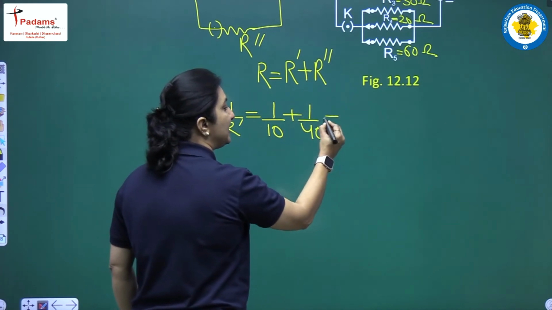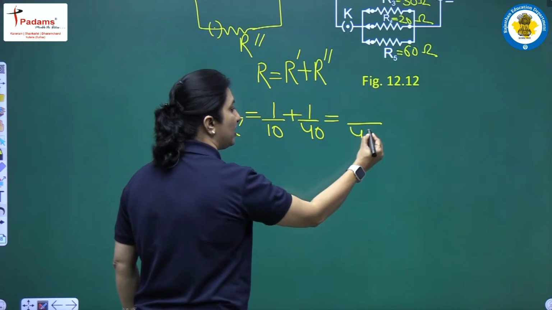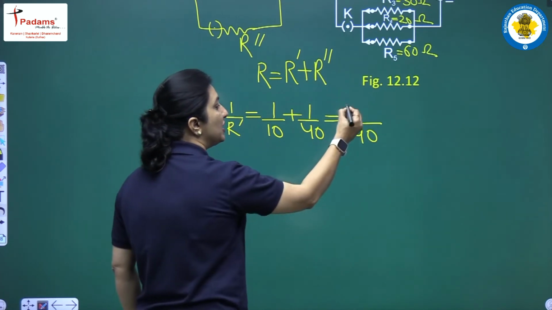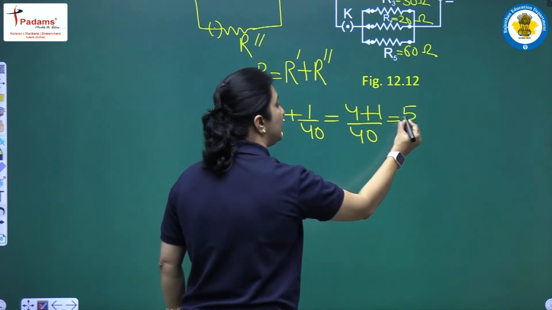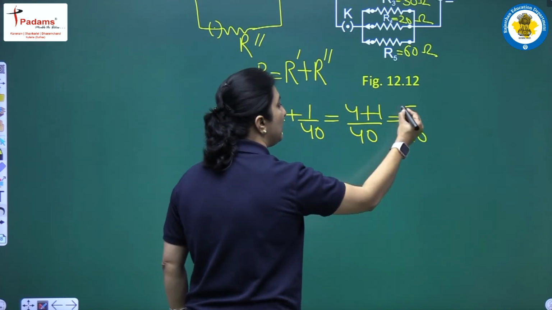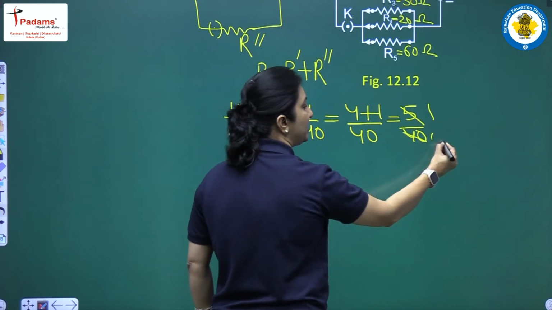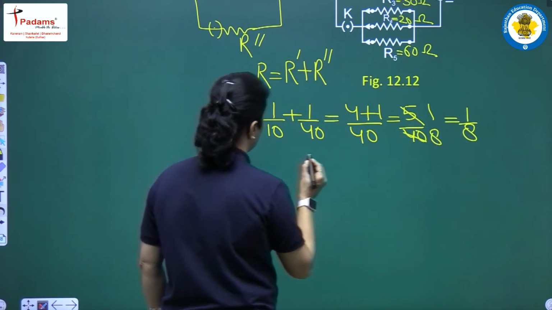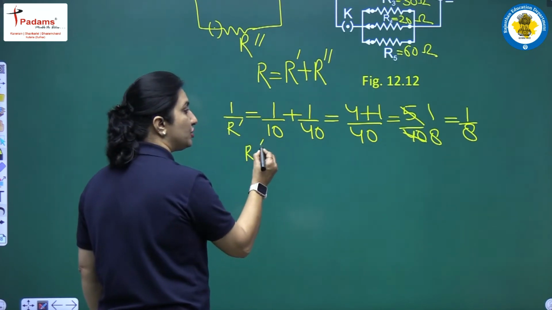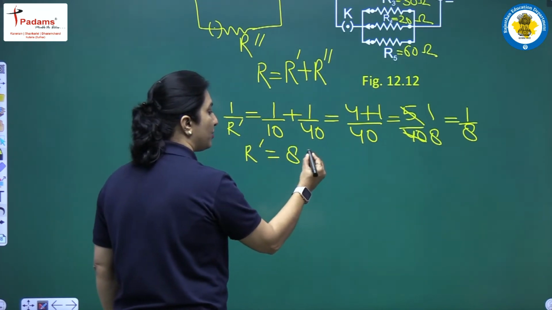1/40. So the LCM will be 40. We can take the LCM as 40. So here I'll have a 4 plus 1. So this will come out to be 5/40. 5 ones are 5, 5 eights are 40. So this is 1/8. So R dash is equal to 8 ohms.